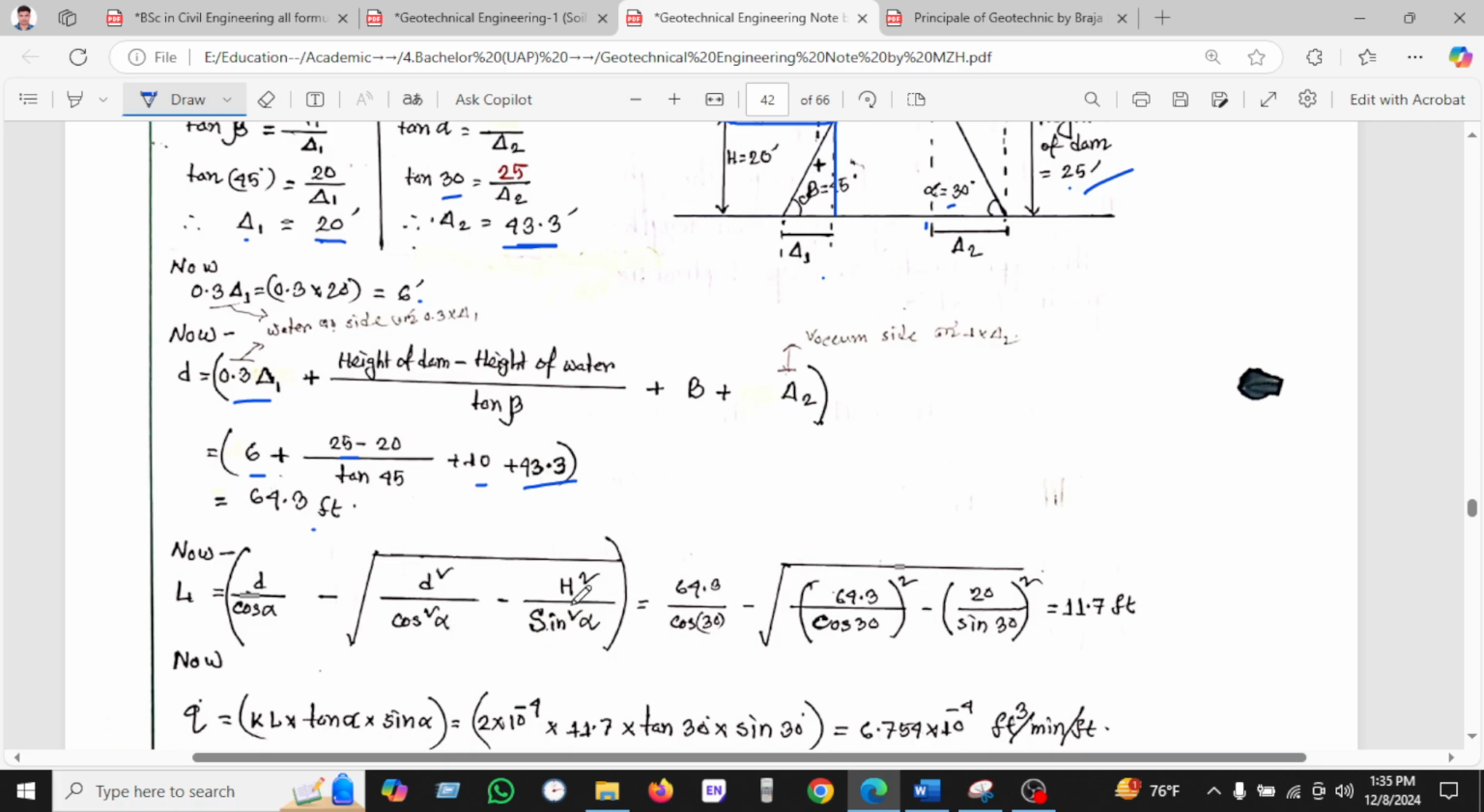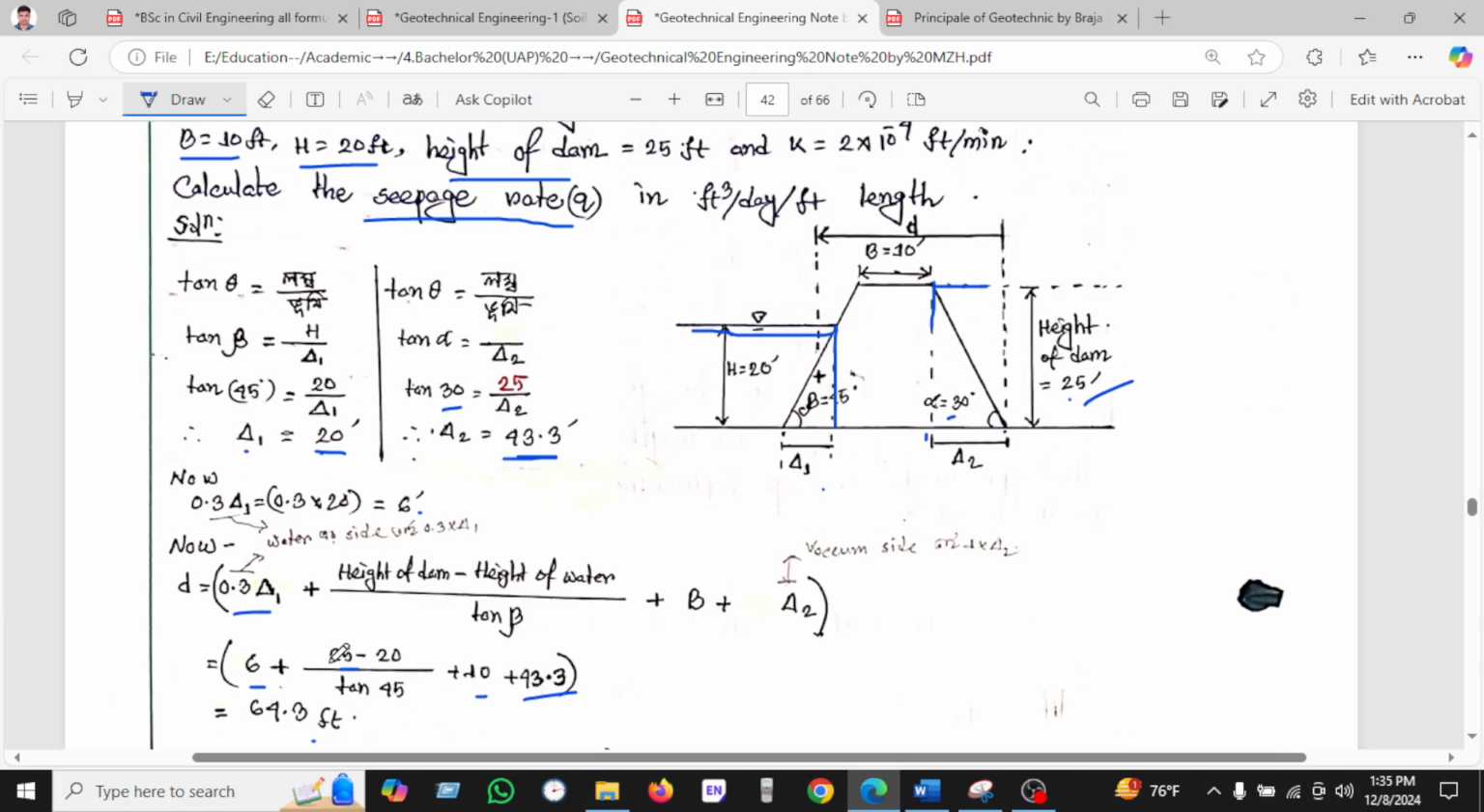Now we'll calculate L equal to D by cos alpha minus the root of D squared cos squared alpha minus H squared sin squared alpha. So we calculate L as 11.7 feet.